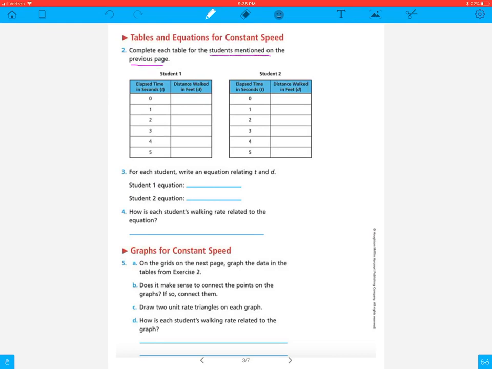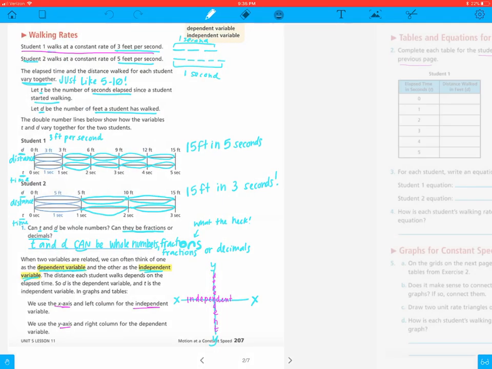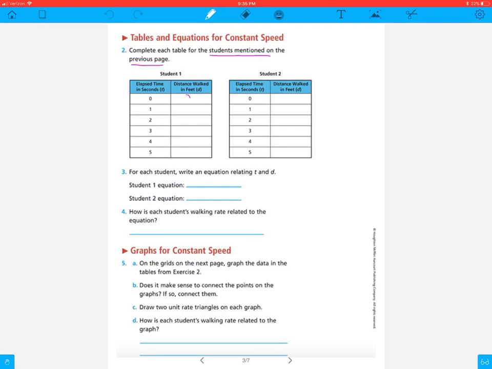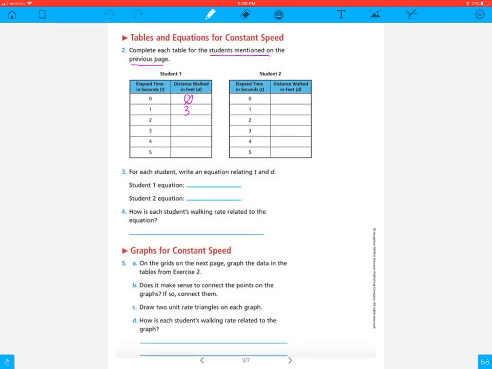So student 1, and I can go back and revisit it, where it says student 1 walks at a constant rate of 3 feet per second. I can start filling this in. So after 0 seconds, they've walked 0 feet. I mean, that's obvious. And go back and check. They did say 3 feet per second, and I can look at the double number line and break that apart, and I can start filling it in.